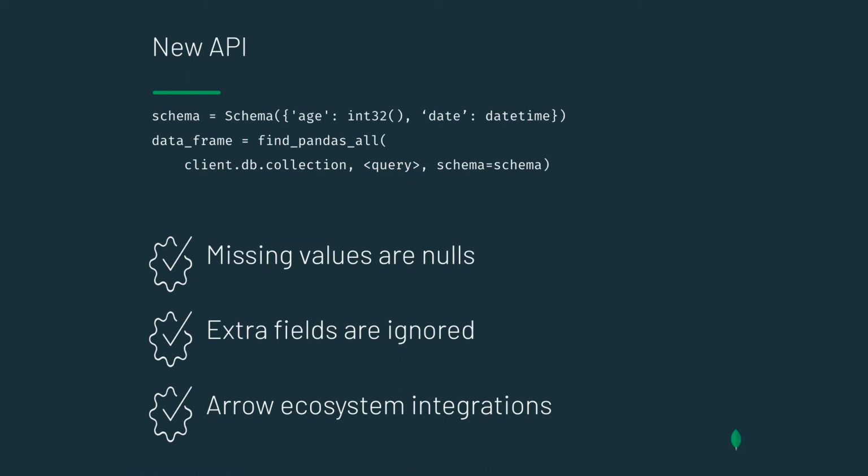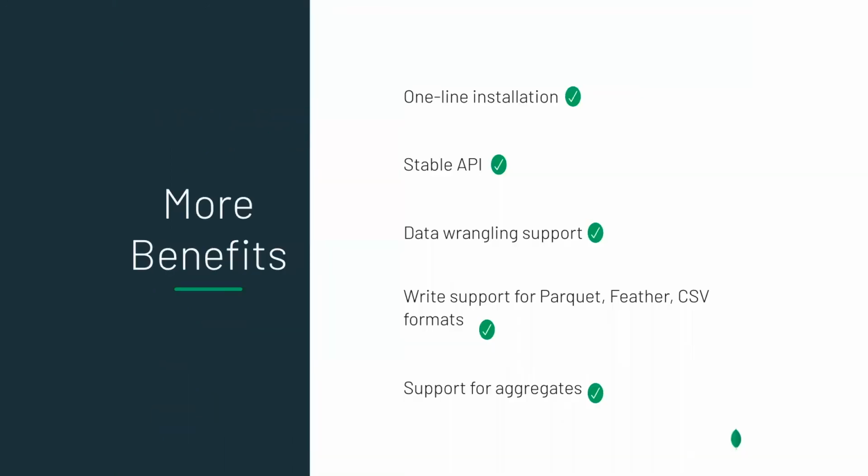Arrow also has a variety of formats and integrations they've already built, and it's trivial for you to use these as well. There's also some other benefits to using the PyMongo Arrow library. It's super easy to install, one line of code only. We don't envision that the API will ever change. All the changes we plan to make from here on out are additive. We also added some knobs so you can specify missing values as maps or things like that, and we'll add more to come. PyMongo Arrow also already works with aggregates. They're a method for both NumPy and Pandas, aggregate Pandas all and aggregate NumPy all.